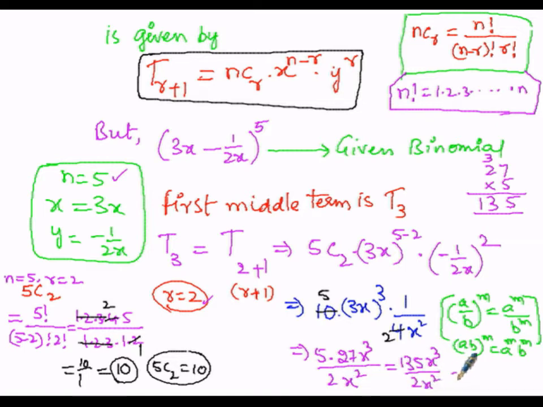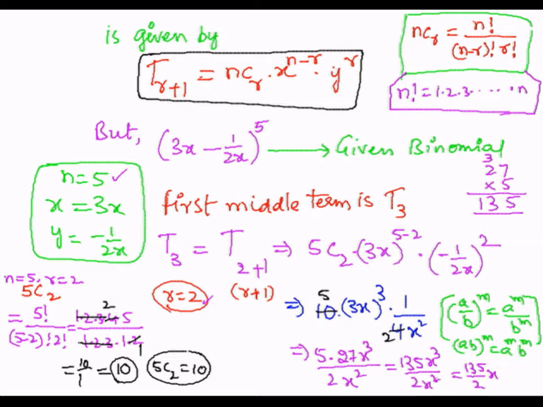So we can write it in the form a power m divided by a power n, that is a power m minus n, that is 3 minus 2. So 3 minus 2 will be 1. So here 135 by 2, x cube by x square is in the form a power m divided by a power n. So a power m minus n, that is x power 3 minus 2, which is x power 1, that is x. So in this manner we got the third term as 135 by 2 x.